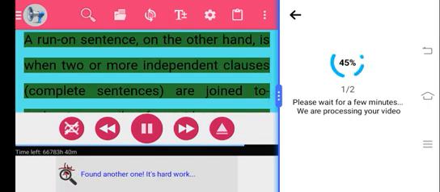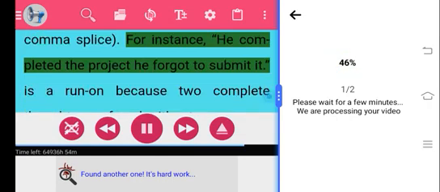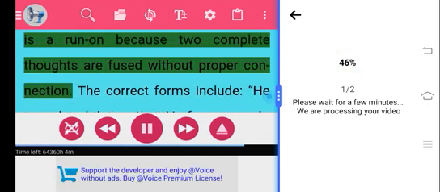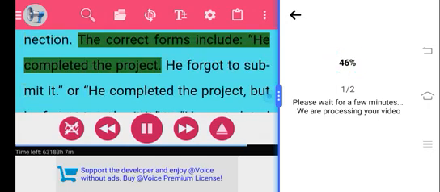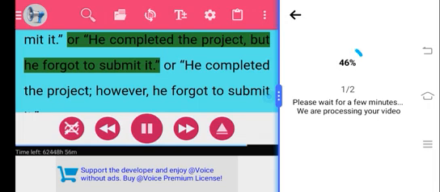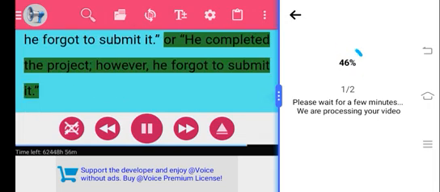A run-on sentence, on the other hand, is when two or more independent clauses, complete sentences, are joined together incorrectly, often with no punctuation or just a comma, which causes a comma splice. For instance, "He completed the project, he forgot to submit it" is a run-on because two complete thoughts are fused without proper connection. The correct forms include, "He completed the project; he forgot to submit it," or "He completed the project, but he forgot to submit it," or "He completed the project; however, he forgot to submit it."